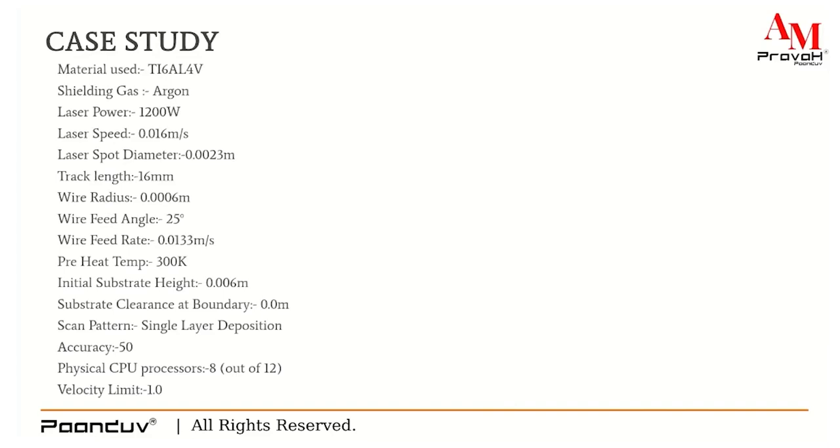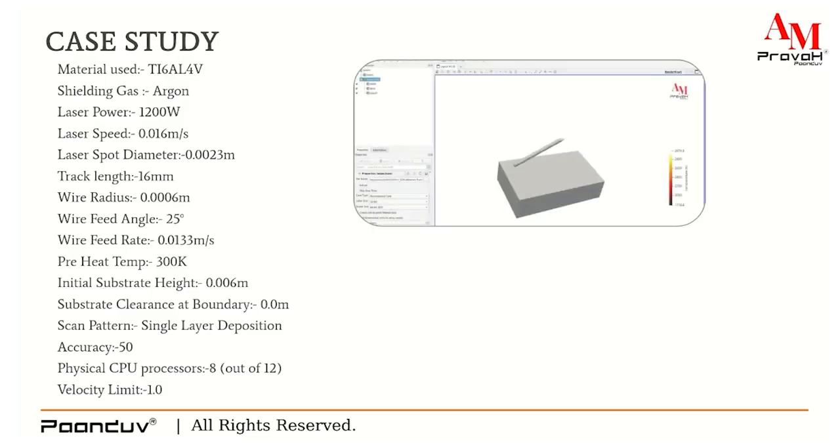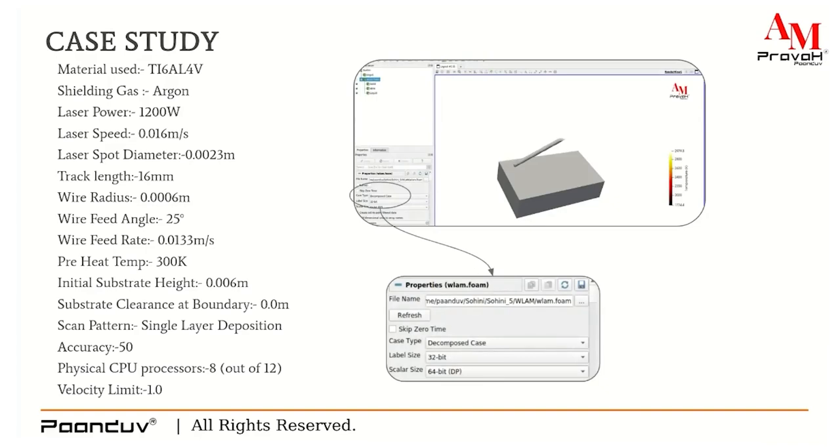So now I'll show you one of our case studies where these are all the materials used, that is Ti-64 alloy, shielding gas argon, laser power. We have given 1200 watt, laser speed as 0.016 meter per second, laser spot diameter 2.3 millimeter, track length 16 millimeter, wire radius, wire feed angle, preheat temperature, scan pattern is single lead position here. Accuracy we have considered 50 only, and the number of cores we have used is 8. So I will show you in the hands-on section how to visualize all this in ParaView.